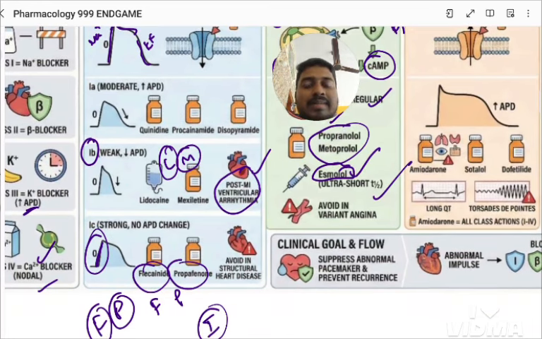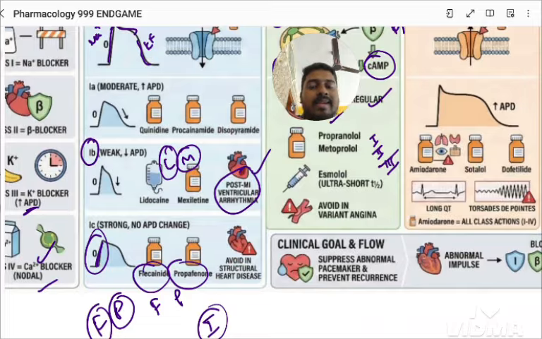Tell me which beta blocker class esmolol belongs to. Is it non-selective class 1? Is it cardioselective class 2? Or is it class 3, which is newer variants? Yes, very good. So esmolol is class 2, cardioselective. Next, it is avoided in variant angina. This also we have discussed.